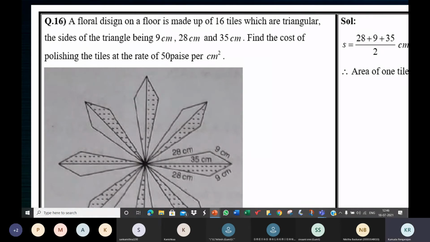Children, I said work this answer. I'm waiting for you. Once you find the area of one tile, please let me know. Who can tell me the various steps involved? Like first, what do we need to find? Next, what? Just explain the different steps.